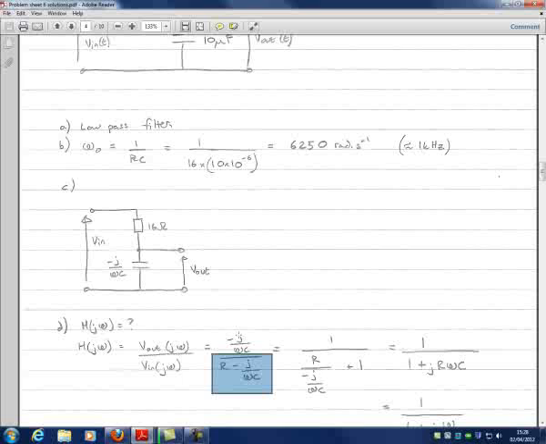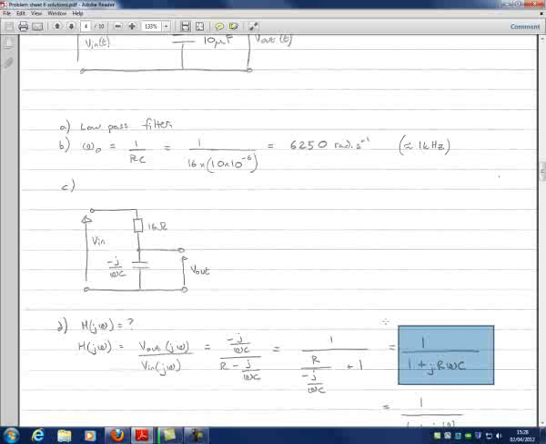What we need to do next is divide through by minus J over omega C, because we want to end up with 1 on the top. So we always divide through by whatever is on the numerator. And we get this expression, so it's 1 over R over minus J over omega C plus 1, which we can rearrange and say that's equal to 1 over 1 plus J R omega C.